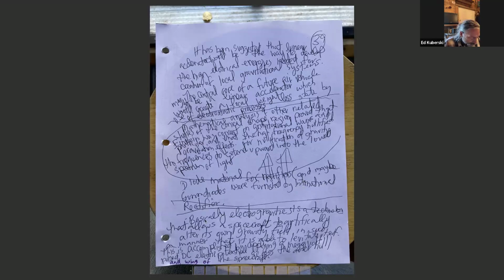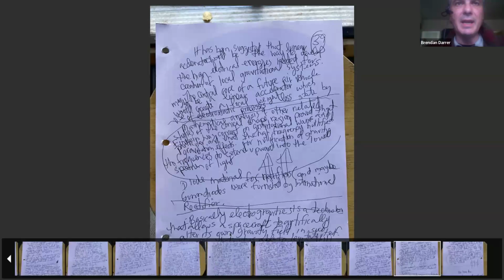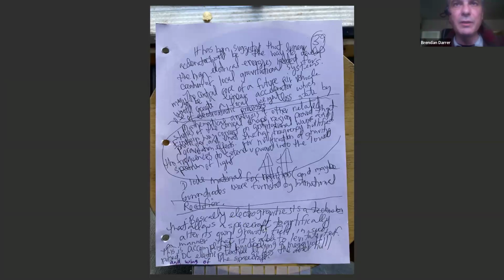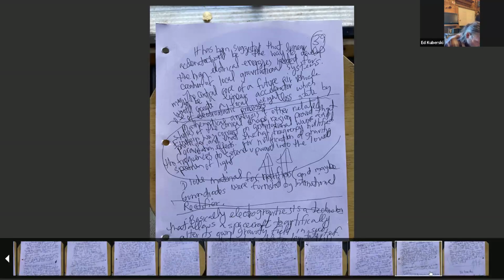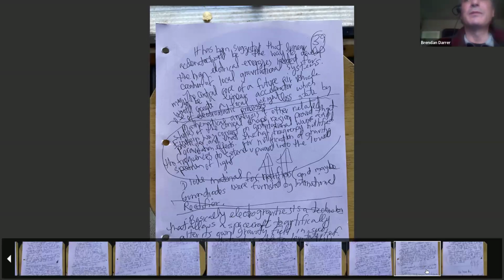Basically, electrogravitics is a technology that allows a spacecraft to artificially alter its own gravity field in such a manner that it is able to levitate itself. This is accomplished by applying a megavolt pulsed DC electropotential across the outer hull and wing of the spacecraft.